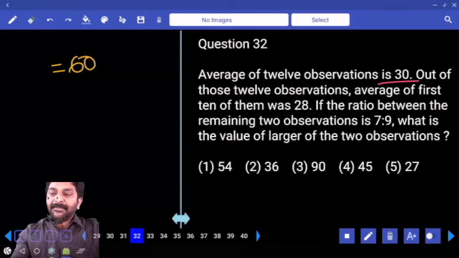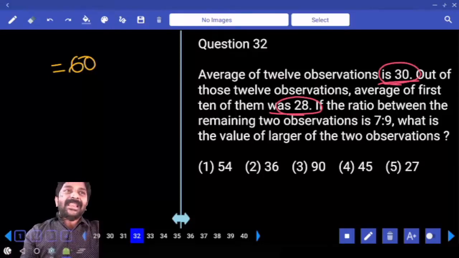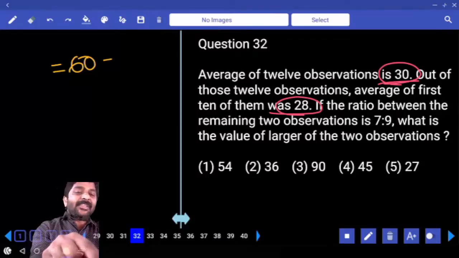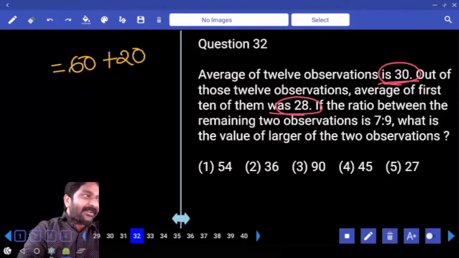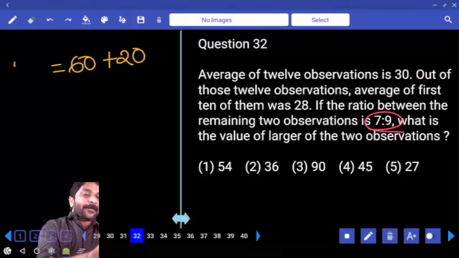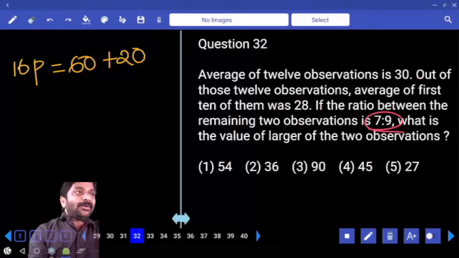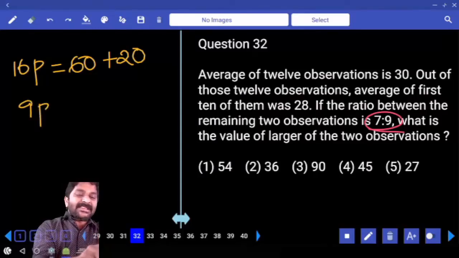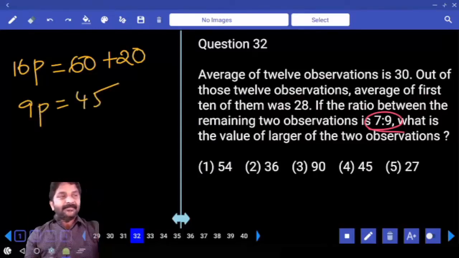Average of the remaining 10 numbers is mentioned as, how much more or less than the actual average? Less. How much less? 2 less. How many numbers are there? 10 numbers are there. That means 10 into 2, 20 less. So here you need to add 20 because of reverse effect. In terms of parts, sum of the numbers, 16 parts is equal to 80. 16 how many times is 80? 5 times. So 9 parts is equal to 9 times 5, 45.